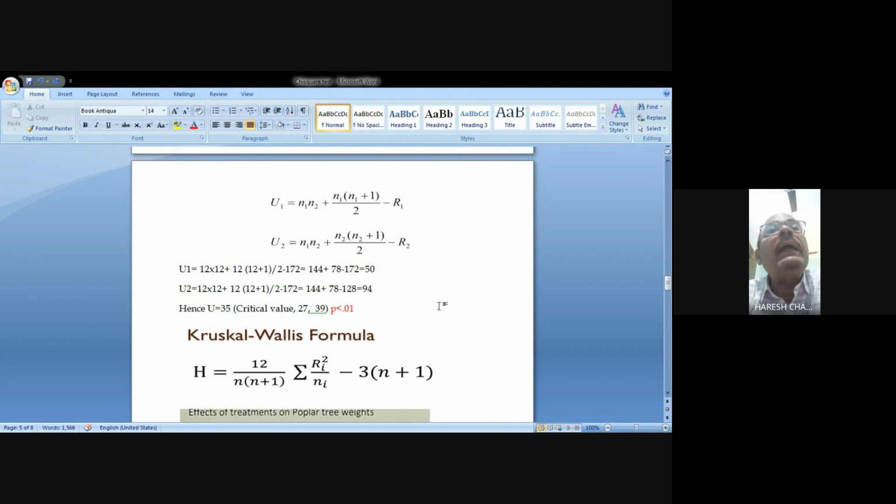Listen, your obtained value is 35. First, you have to see whether this obtained value is significant at the 0.01 level or not. That is the first choice, because the 0.01 level gives more guarantee, 99% guarantee. First we see whether you can give 99% guarantee or not. Your obtained value is 35, and the required value at 0.01 is 39. Is it okay? Yes, sir.